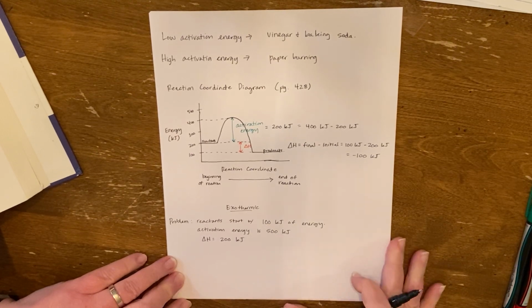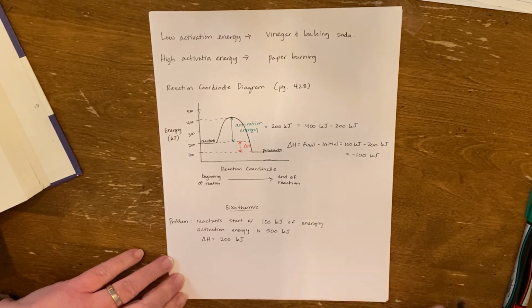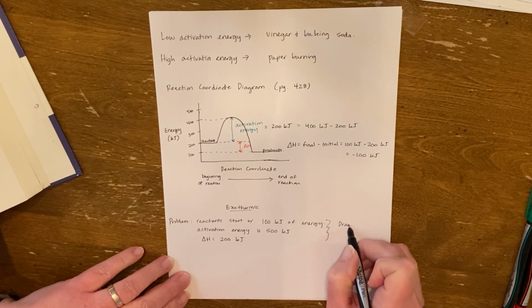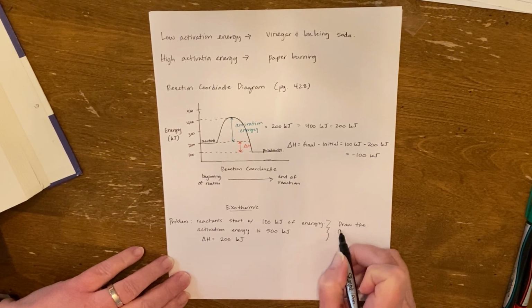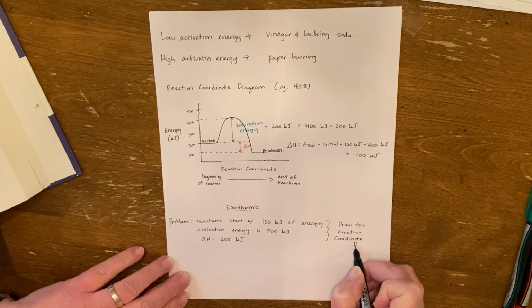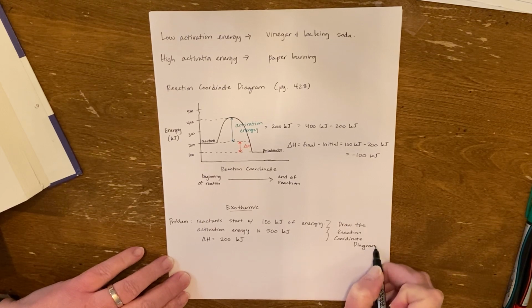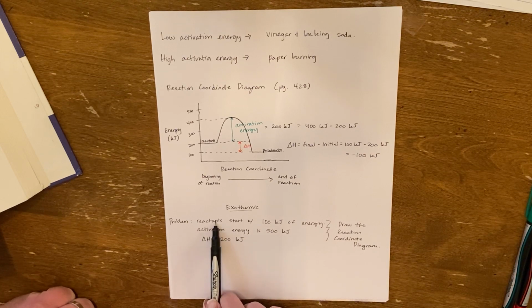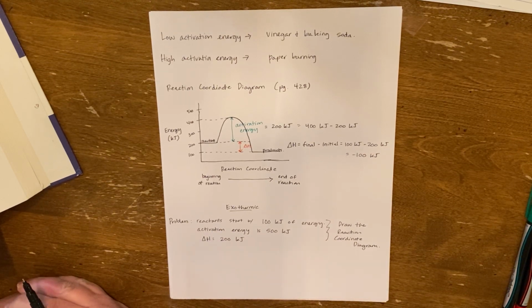Okay, so given all this information, draw the reaction coordinate diagram. So you guys just try that for a minute on your own and see what you come up with. We know where the reactants start, we know the activation energy, and we know the delta H.